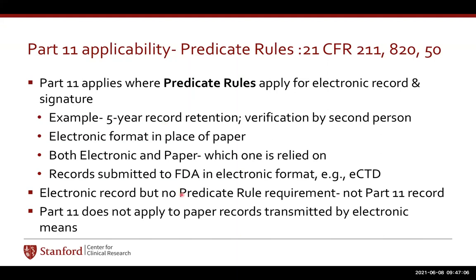Okay, these are some of the examples where it will apply: a record retention period. When you enter something in the EDC, like source data verification, then a second person should also verify that. And one thing I would like to make clear: if you are producing an electronic record, you must be very clear about what you want to rely on, whether you consider your paper as the original source or you want to rely on the electronic. This is very important, and that is what the FDA will look at.